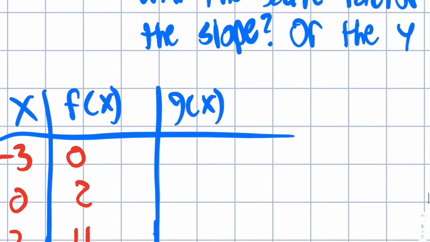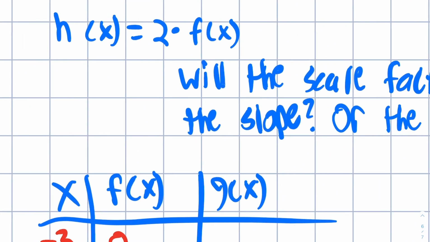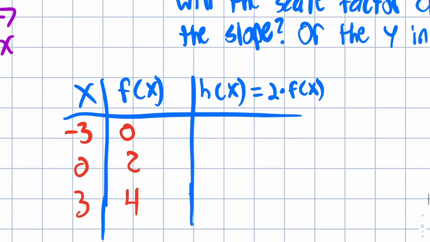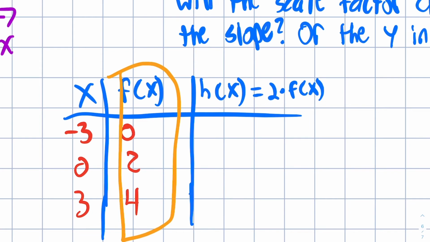What was the equation for g of x? G of x, oh, we're not using g, we're using h. H of x is equal to twice f of x. So let's do 0 times 2. We're taking everything from this column here. I use a different color. We're taking things from f, and that's what we're going to be multiplying by 2. So 0 times 2, 2 times 2, 4 times 2. We get 0, 4, 8.